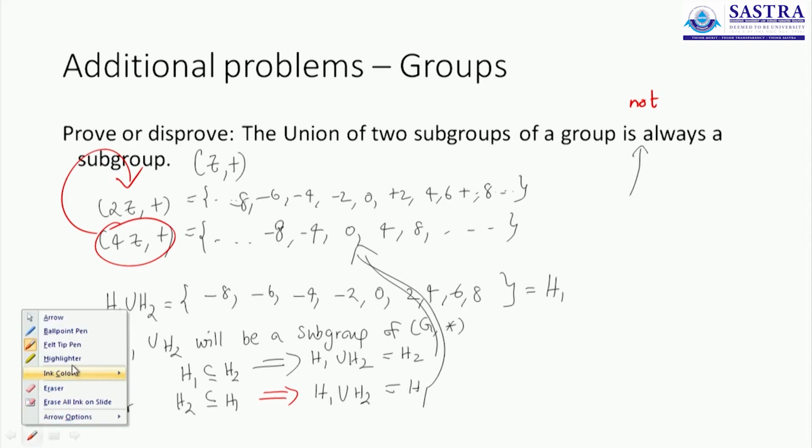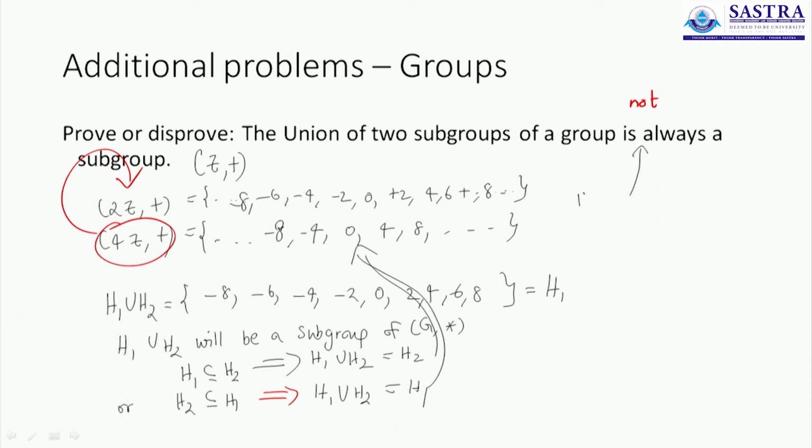It is actually a subgroup only when one subgroup is contained in the other. Either H1 is a proper subset of H2 or H2 is a proper subset of H1. Only when this is happening, you will observe that the union is actually a subgroup.